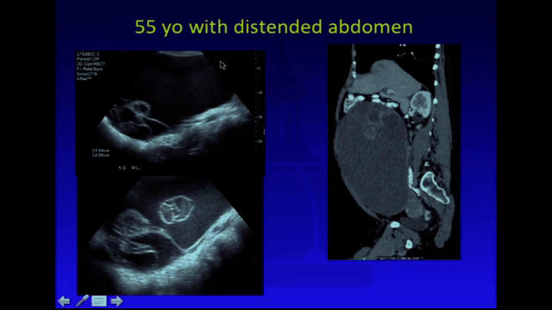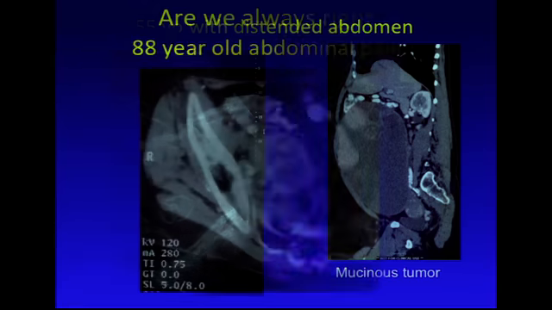And this is a 56-year-old woman who presented with a distended abdomen. Actually, she didn't have ascites. She just had this very large mass that you can see on the sagittal CT as well, and the ultrasound shows internal echoes and multiple septations, and this was a mucinous tumor of the ovary. This turned out to be a benign mucinous tumor.